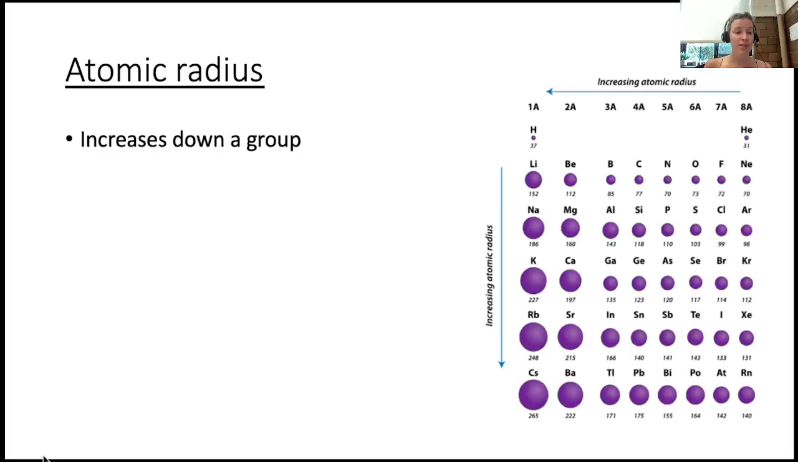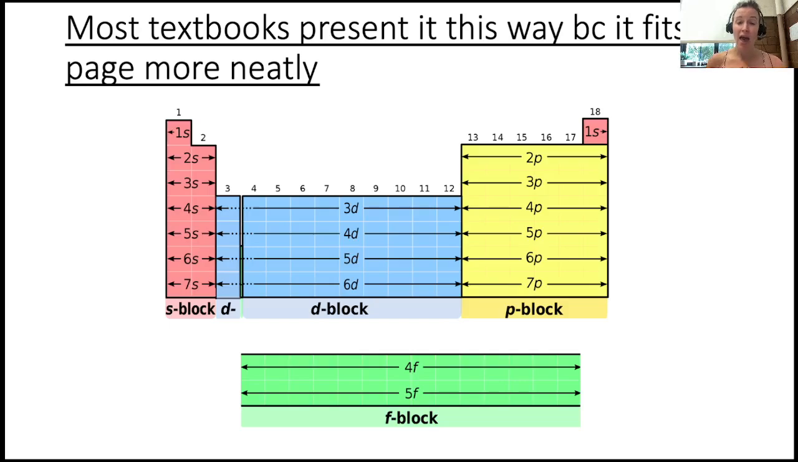As we move down a group, or as we move from the top of the periodic table to the bottom of the periodic table, the atomic radius increases. Why is this, folks? And so to answer this question, let's take a quick look back at this version of the periodic table.